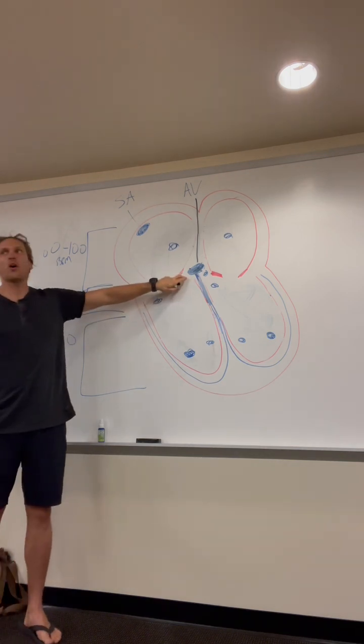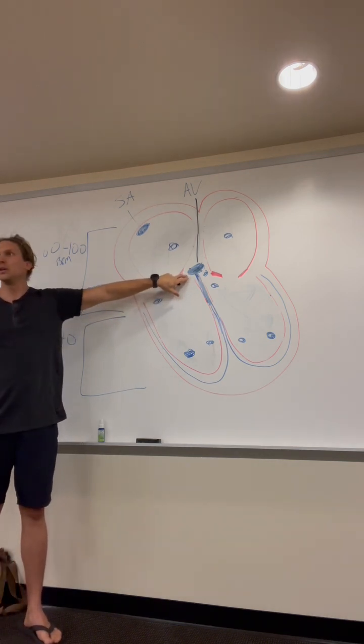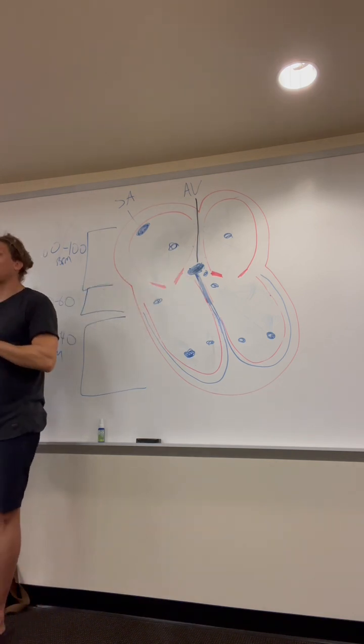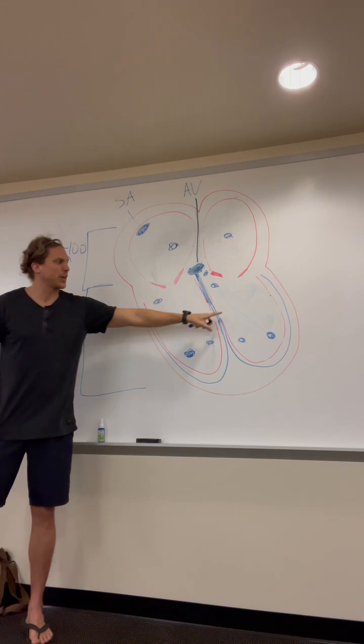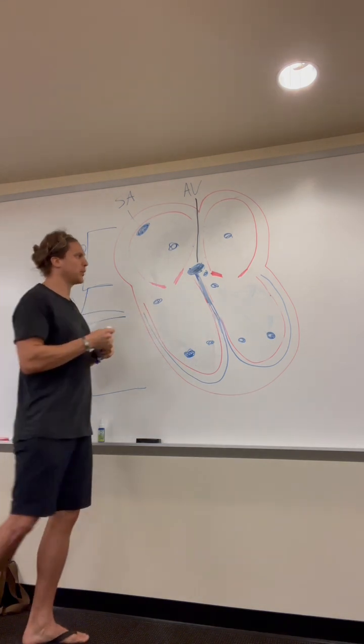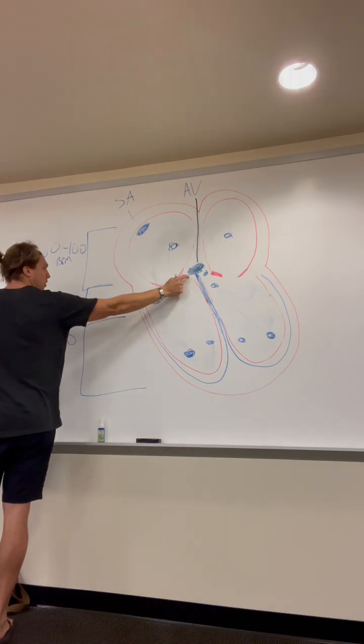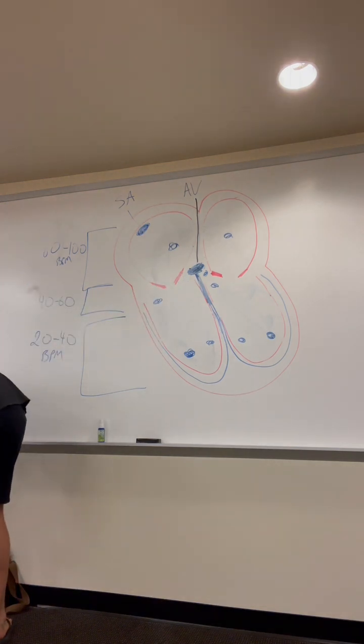This is the location of heart blocks, the AV node. This is your first, second, and third degree heart blocks. There are also bundle branch blocks, which are in these right and left bundle branches. So the first, second, and third degree heart blocks are from the AV node.